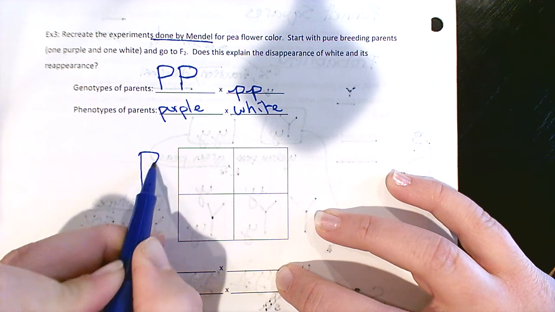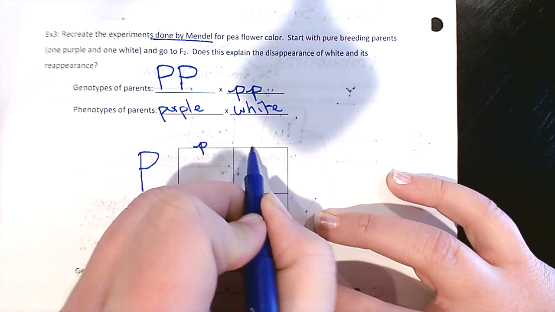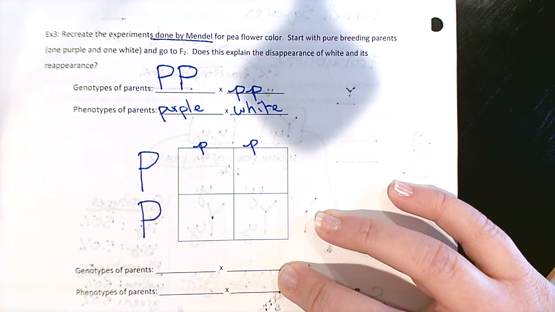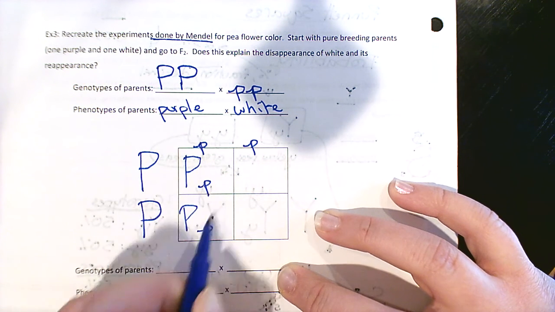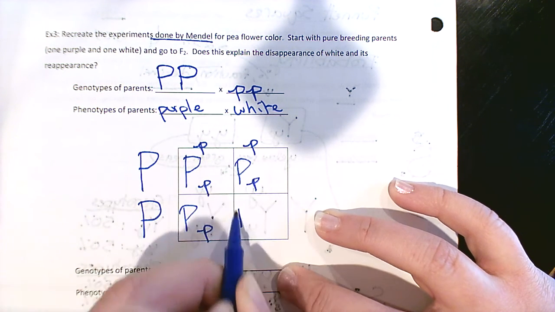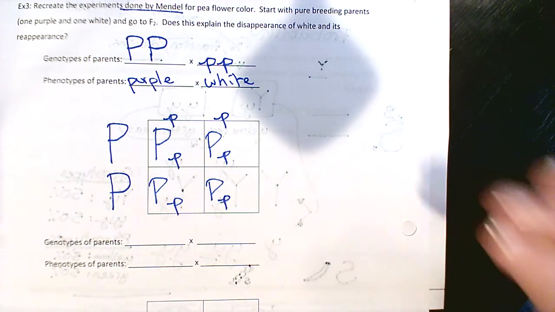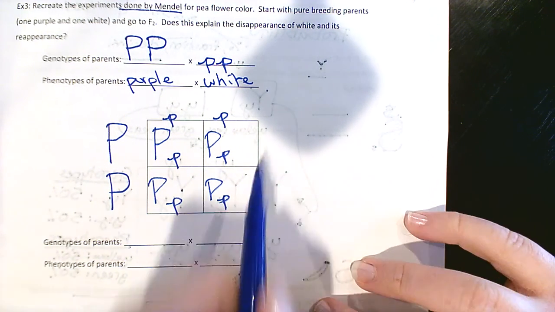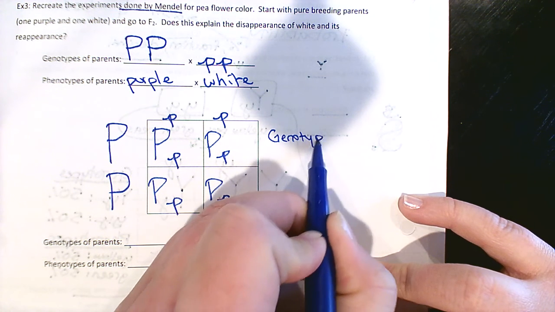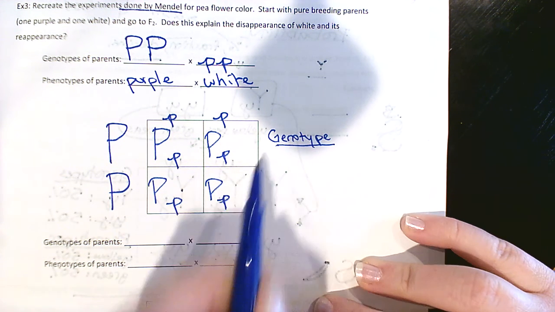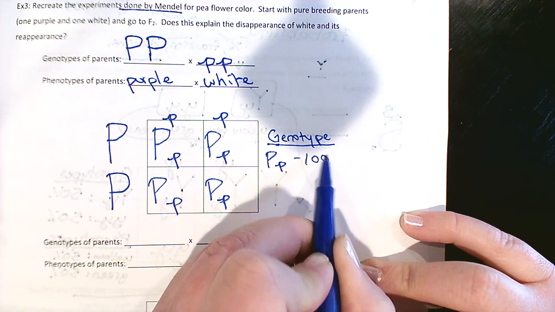Take the alleles of one parent and put them out on the side. Take the alleles of the other parent and put them on the top. And then we fill in, putting capitals first if it's going to have 2 that are different. Okay, so if you look, every single one of those boxes is exactly the same. Okay, so we have to think though, if I said, what is the genotype of the offspring? Genotype would be big P, little p, 100%.